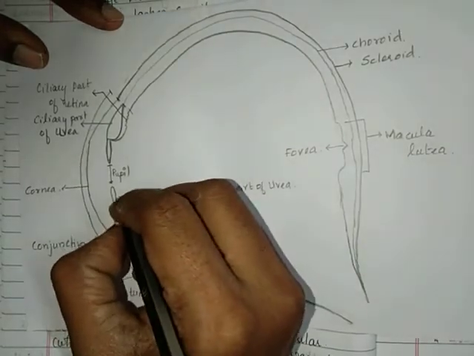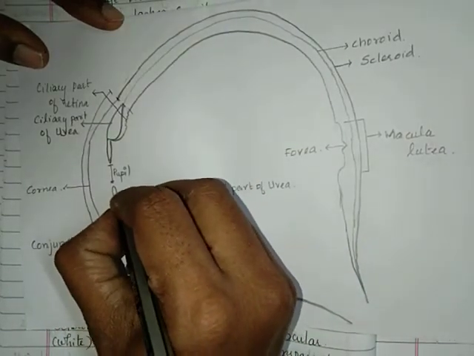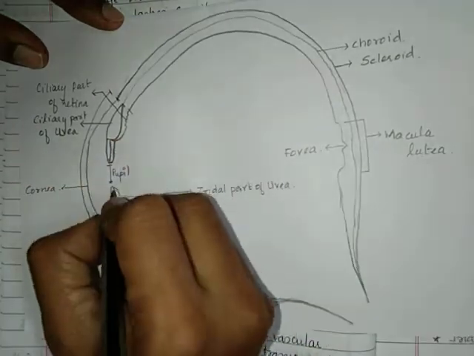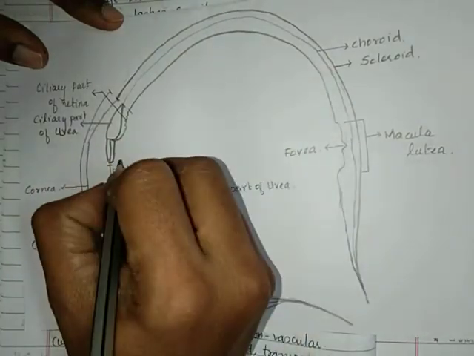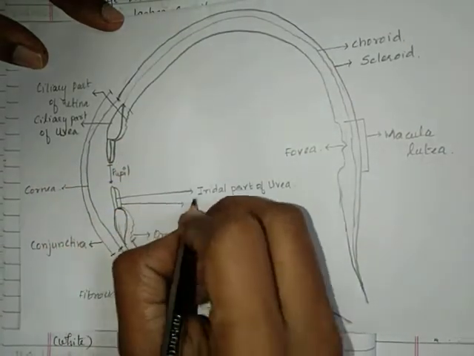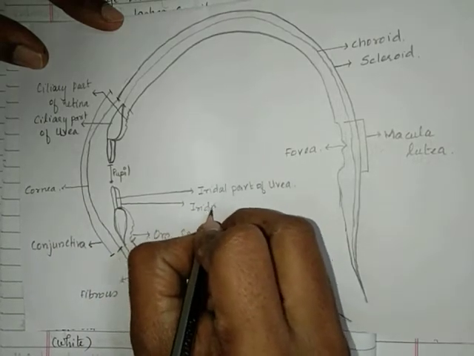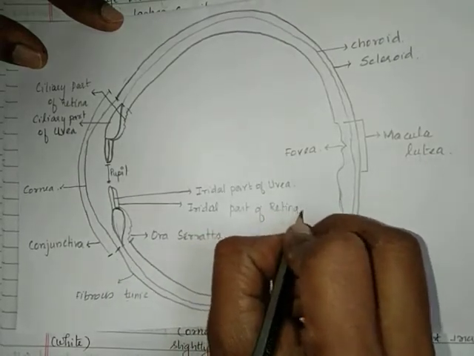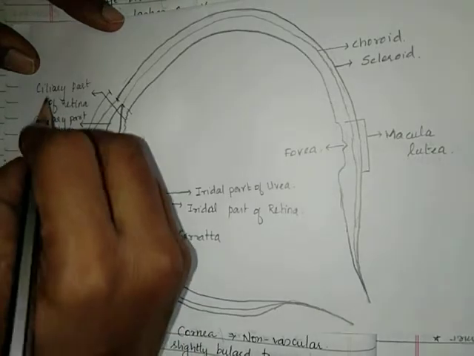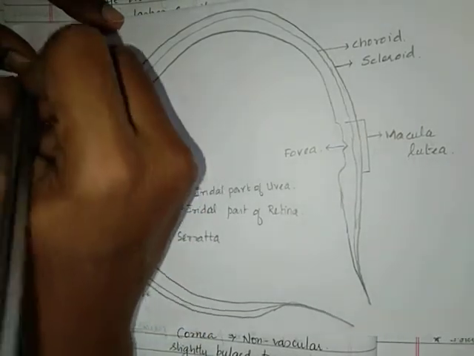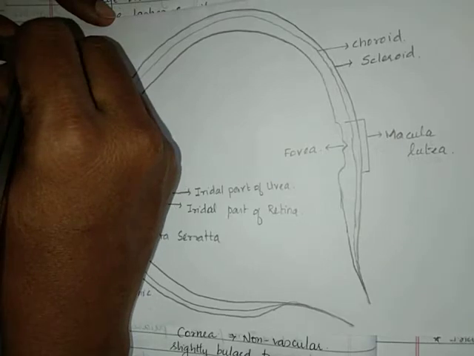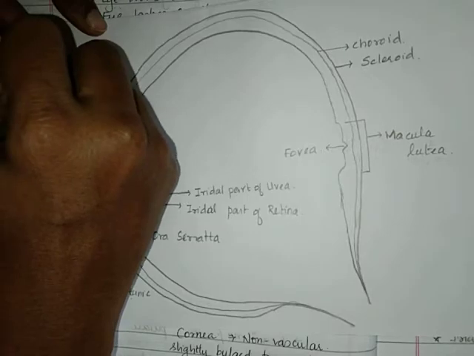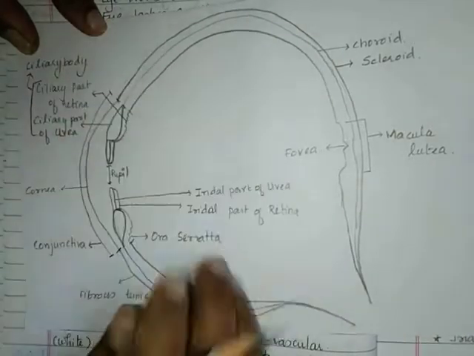The next is the iridal part. Iridal part is also going to be fused with the iridal part of uvea. So it is a fused layer. So this part is going to be the iridal part of retina. The ciliary part of uvea and ciliary part of retina together are called as the ciliary body. Actually these two cannot be separated because they are fused.